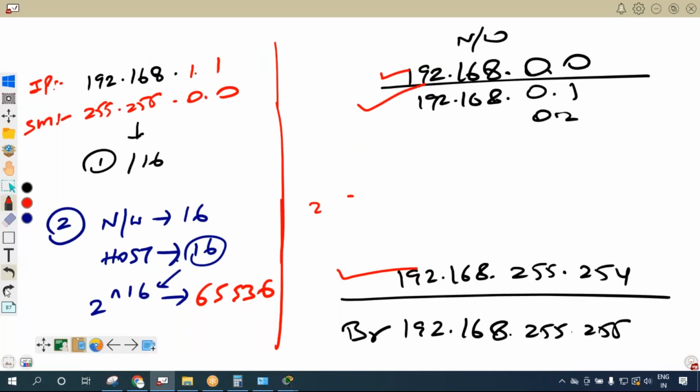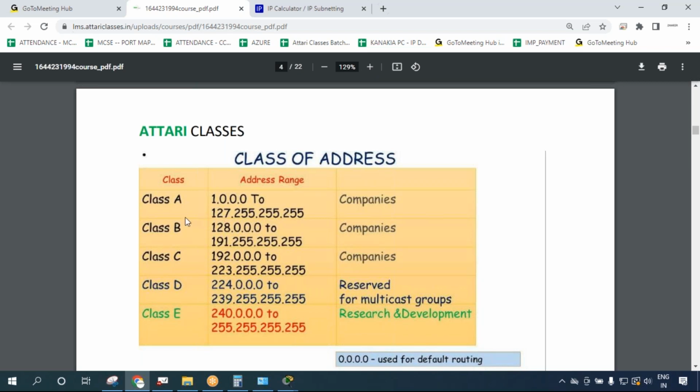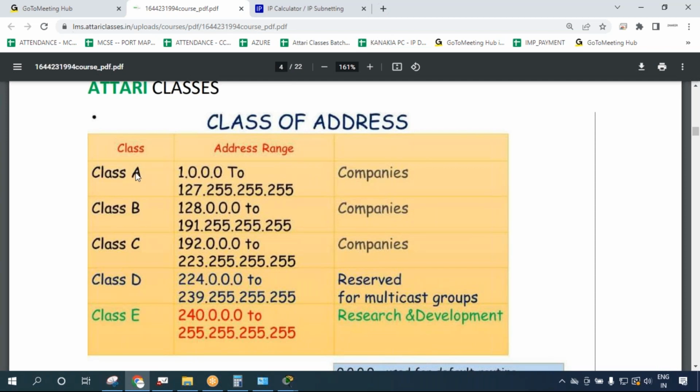My dear friend, in any interview you go to, we have learned deep subnetting. You have to give it some time, you have to practice, and you will be comfortable. But in any interview you go to, you will be asked about class of address. There are 5 classes of address: class A, class B, class C, class D, and class E. So there are a total of 5 classes of addresses.